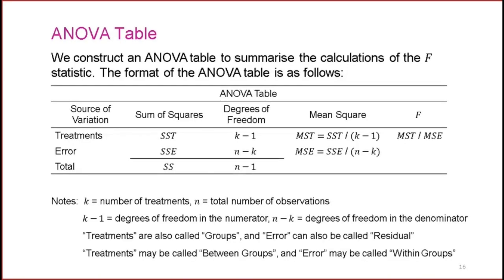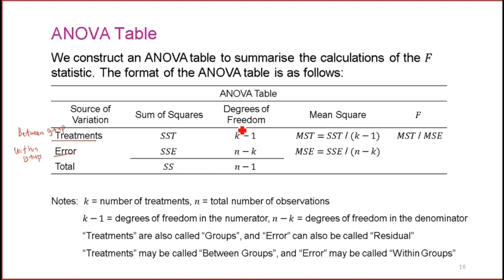This is the ANOVA table to summarize the calculation of the F statistic. So, we have the source of variation from treatments and also error. If you use Excel, the word they use is between group, and for error they use within group. So this one is when you use software. Then sum of square, SST, SSE.